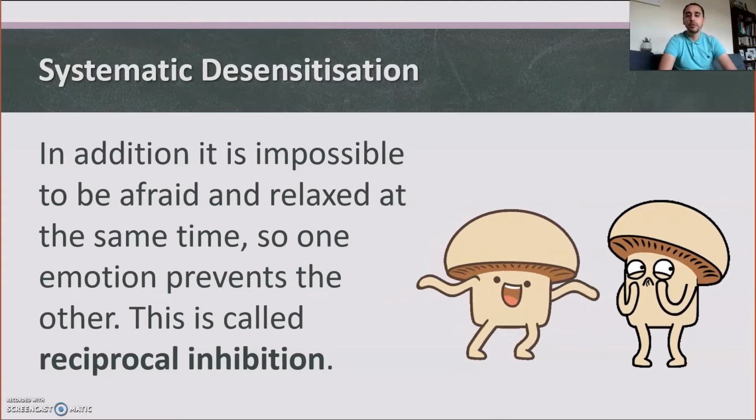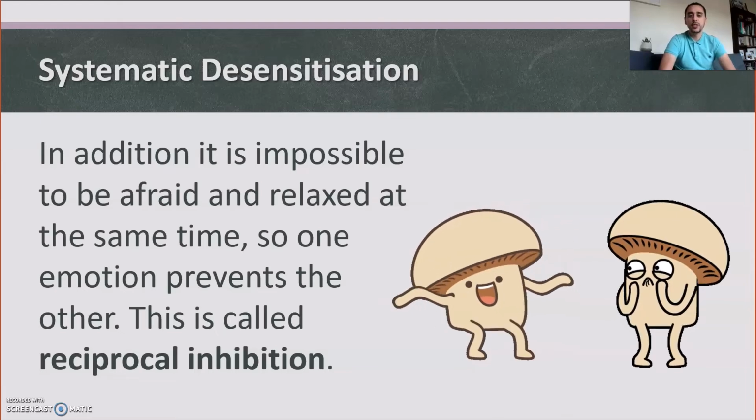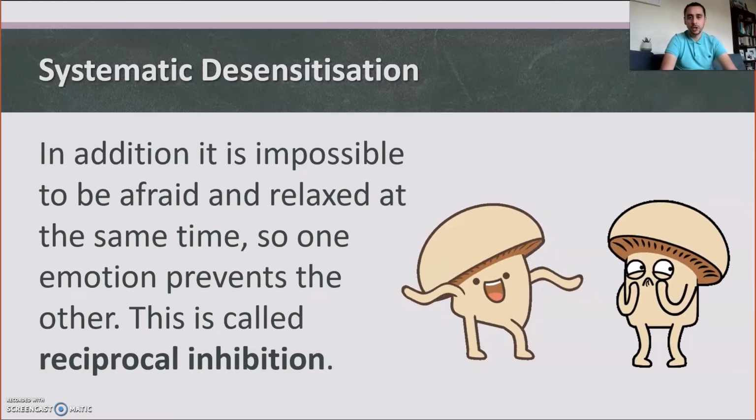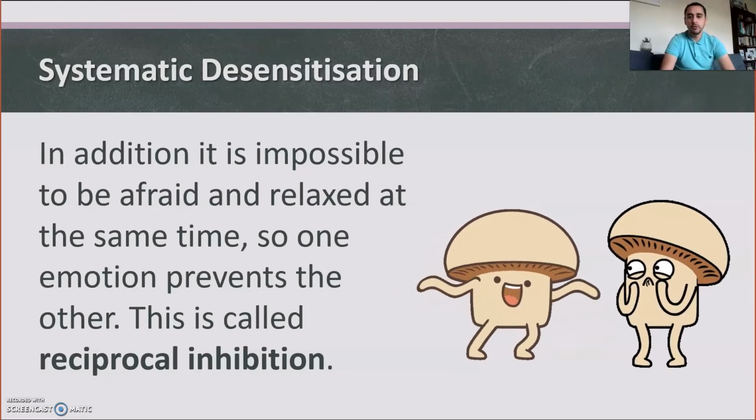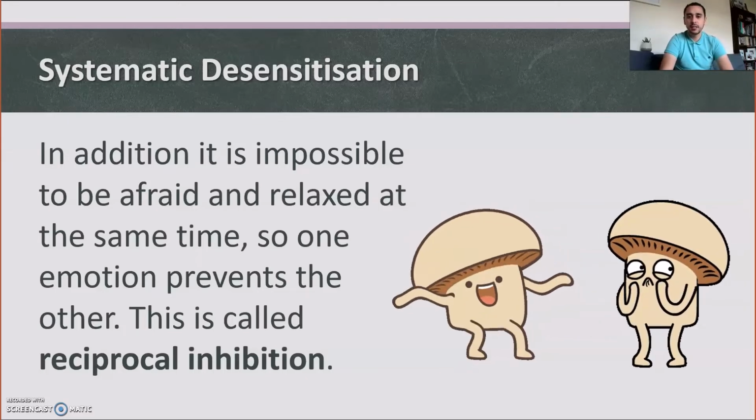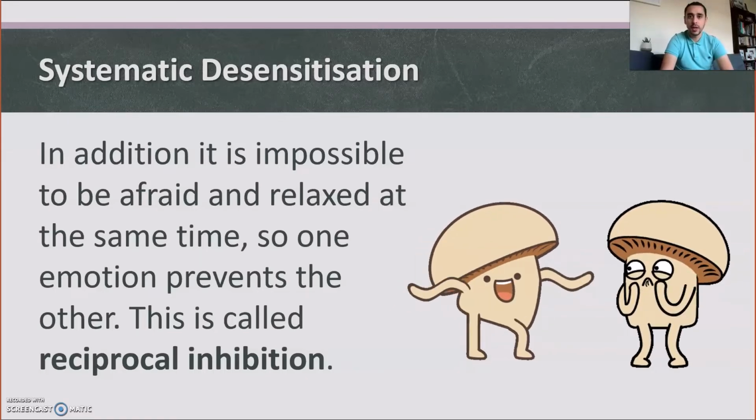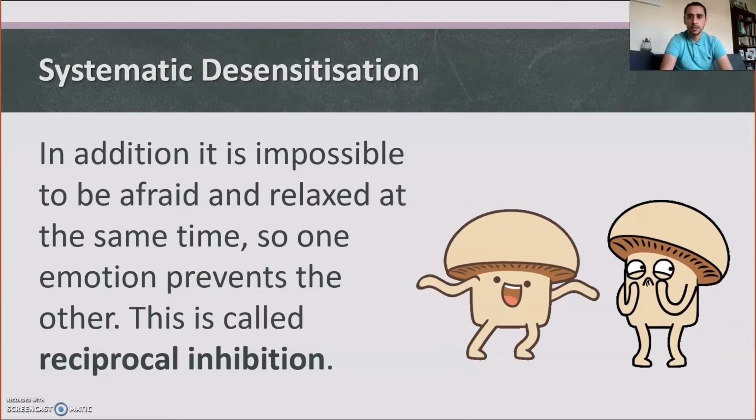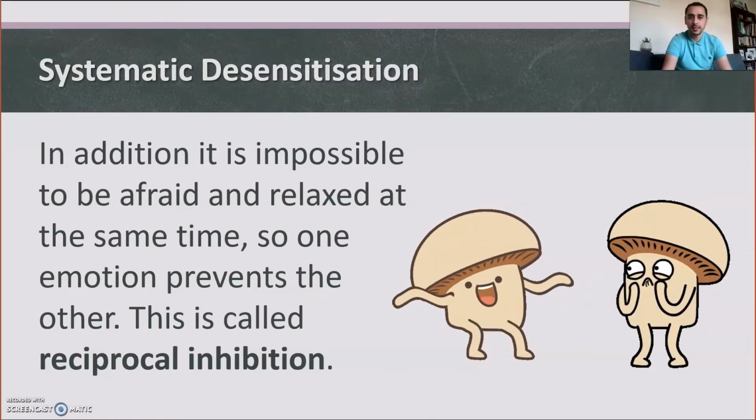In addition, it is impossible to be afraid and relaxed at the same time. So one emotion prevents the other. And this is called reciprocal inhibition, okay? They are opposites. Relaxed and scared are the opposites, right? So if you learn to be relaxed in the presence of your phobic stimulus, you aren't scared, okay? You're not afraid.